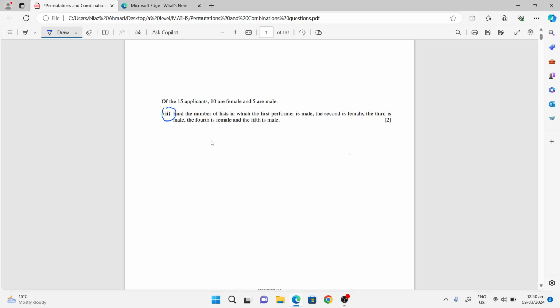So we are going to make a box according to the condition given by the examiner. Look, this is first, second, third, fourth, and fifth. The first should be male, then female, then male, female, and then male. So there are 5 males and 10 females. Remaining males are 4, remaining females are 9, and remaining males are 3.